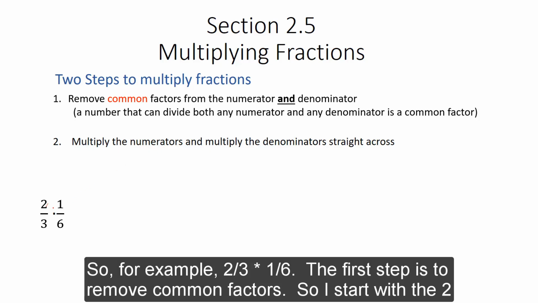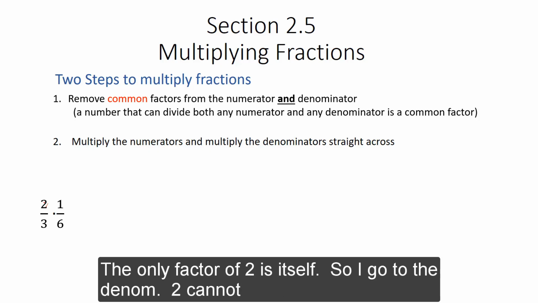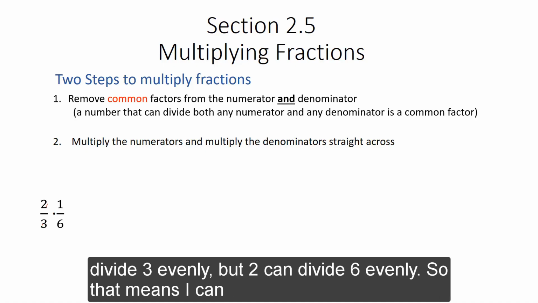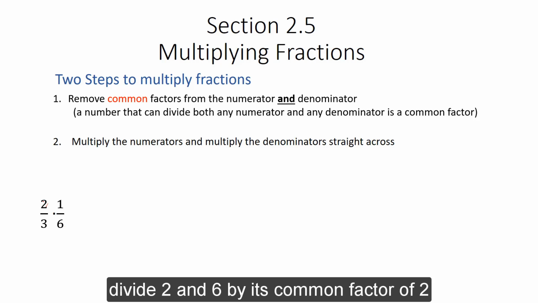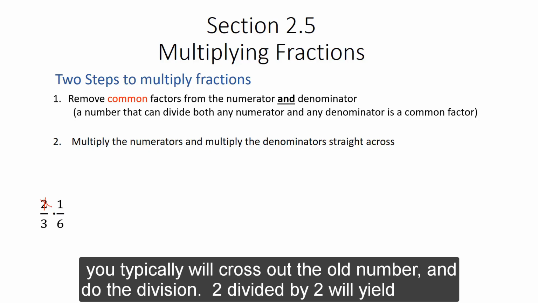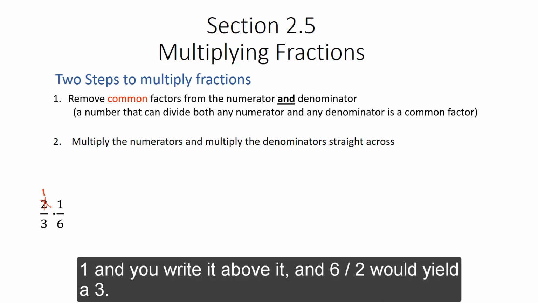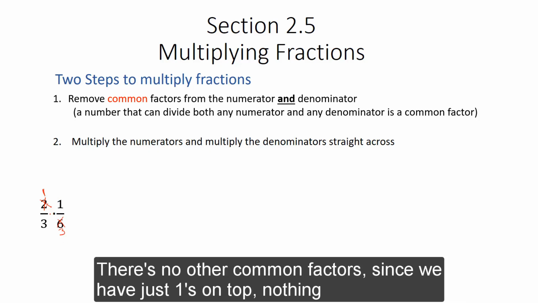So I'll start here with the 2. The only factor of 2 is itself. So I go to the denominator. Well, 2 cannot divide 3 evenly, but 2 can divide 6 evenly. So that means I can go ahead and divide 2 and 6 by their common factor of 2. So you typically will cross out the old number and do the division. 2 divided by 2 would yield a 1, and you write it above it, and 6 divided by 2 would yield a 3. There's no other common factors since we have just 1's on top.